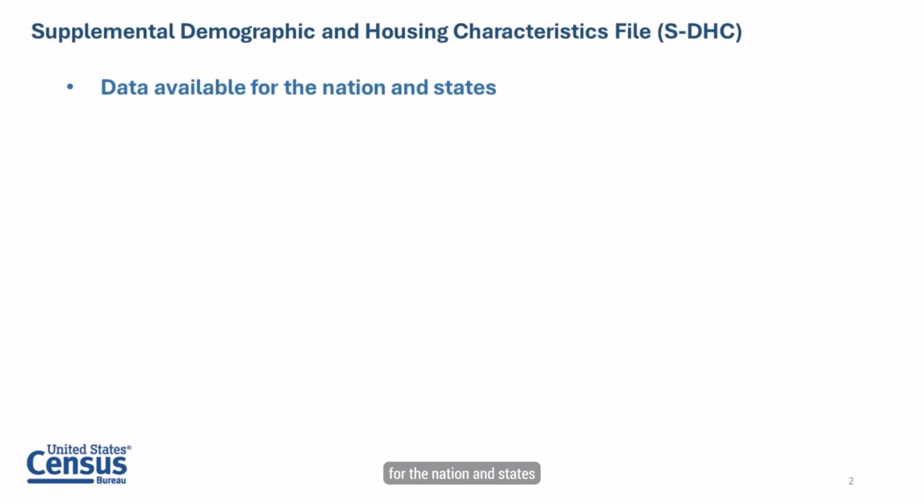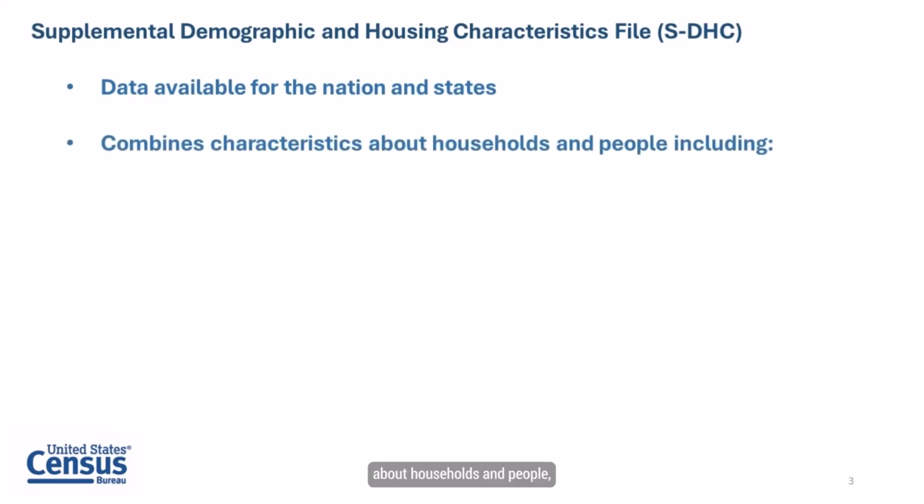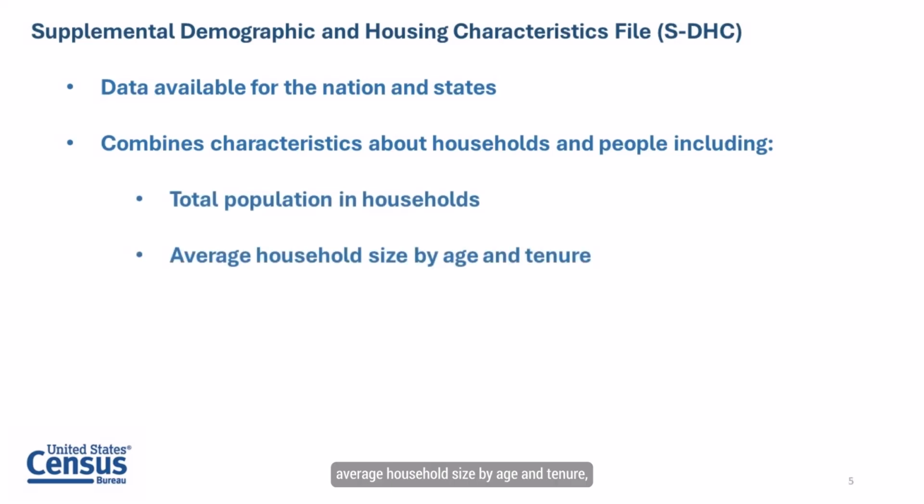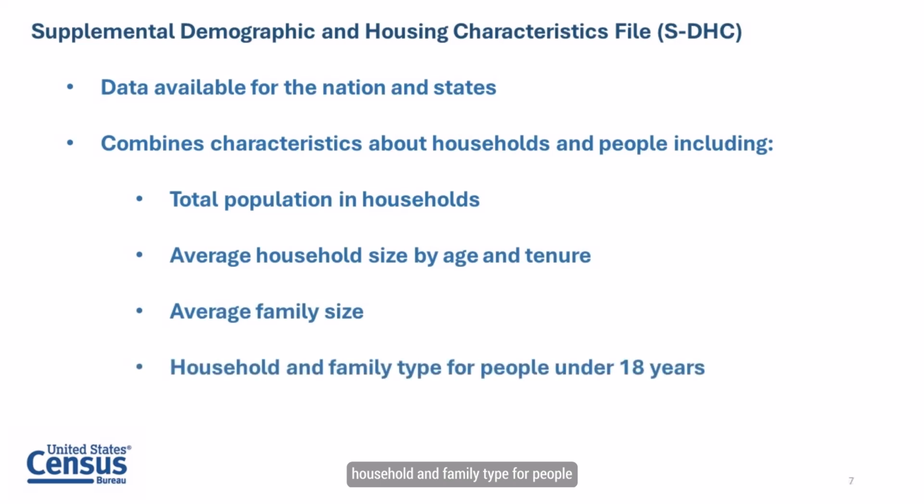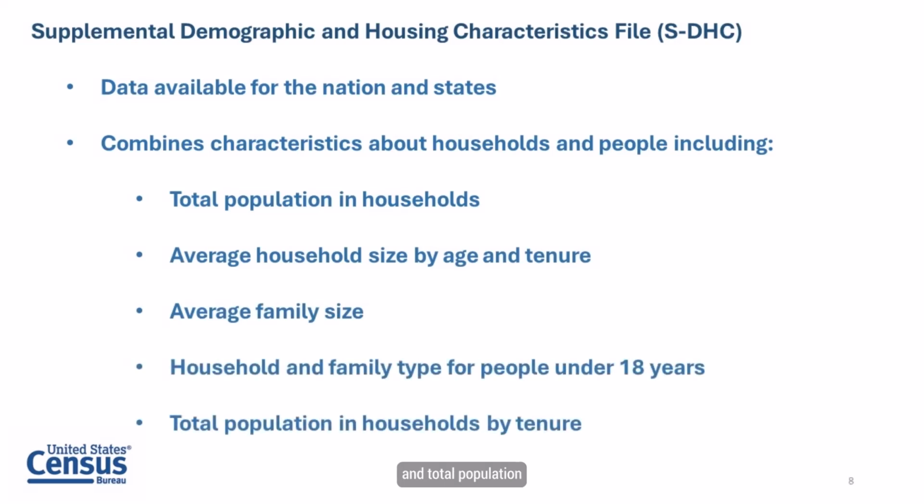Supplementing the data available in the Demographic and Housing Characteristics, or DHC product, the SDHC tables reflect especially complex relationships between characteristics about households and the people living in them. The SDHC data is available for the nation and states and combines characteristics about households and people, including the total population in households, average household size by age and tenure, average family size, household and family type for people under 18 years old, and total population in households by tenure.